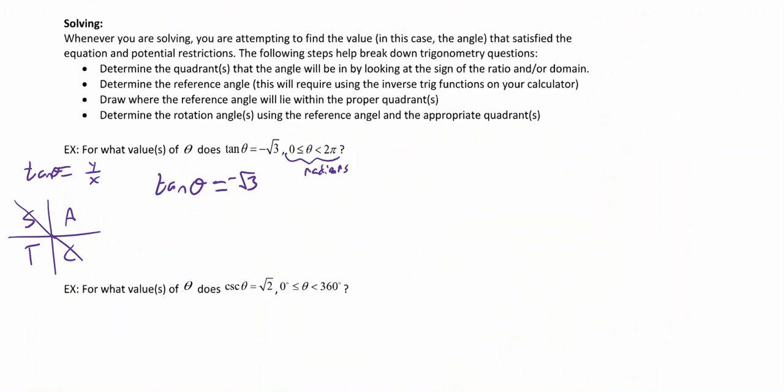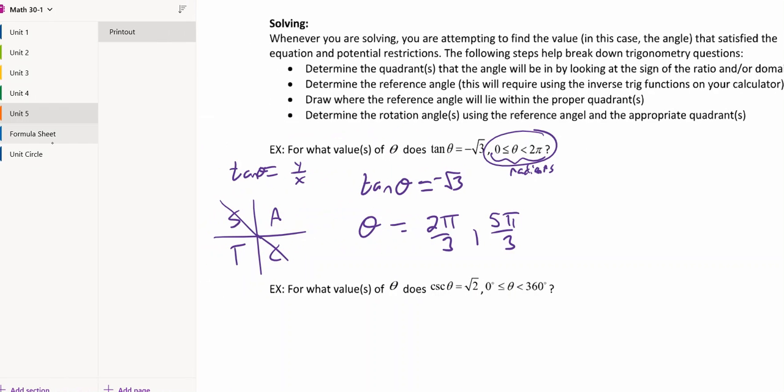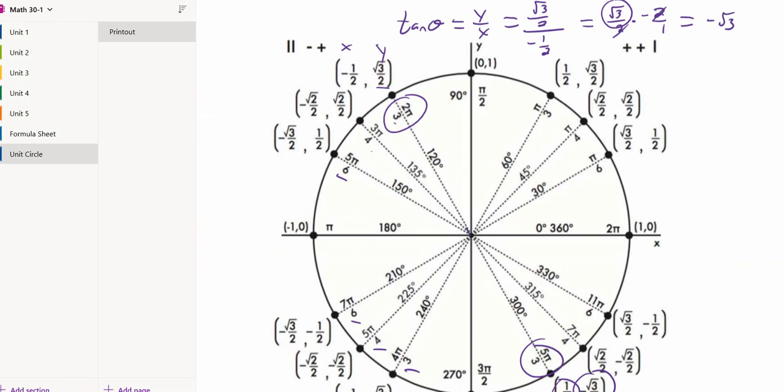Okay, so then from here we can say that theta is equal to 2 pi over 3 and 5 pi over 3. And that's pretty much it, because our restriction was between 0 and 2 pi. Well, that's one time around the circle, right? And both of those were one time around the circle, right? So there was my first angle, right?